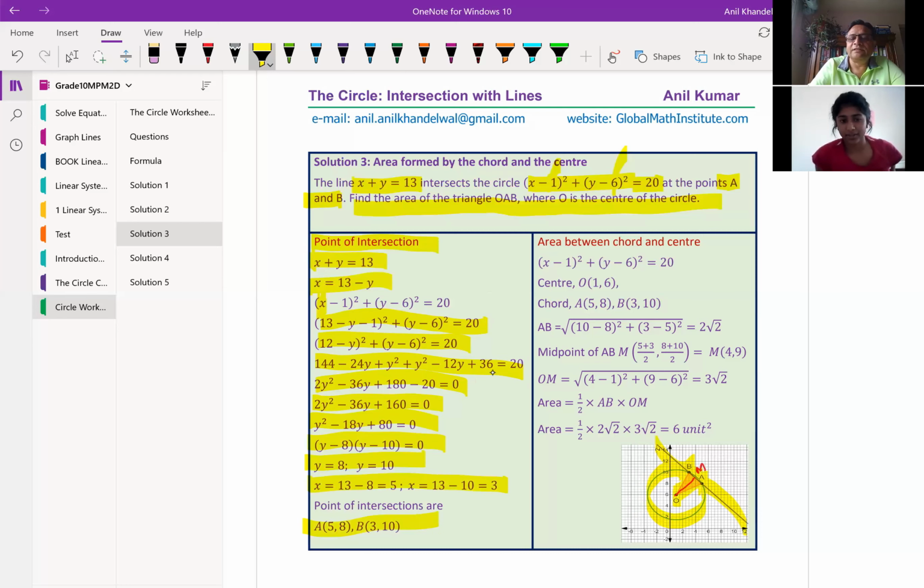The points of intersection are A and B. Good job. Once you have points A and B, you know this is your equation of the circle. From here you can read the center point, which is (1, 6). You have the chord AB.